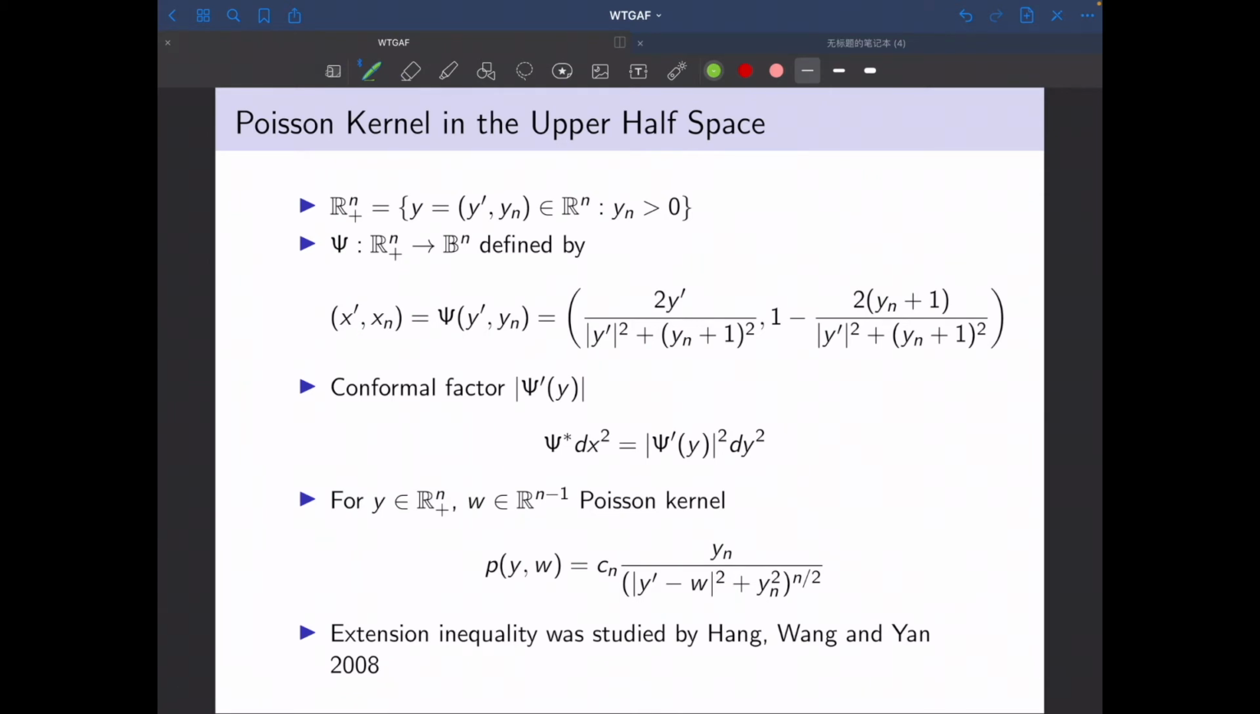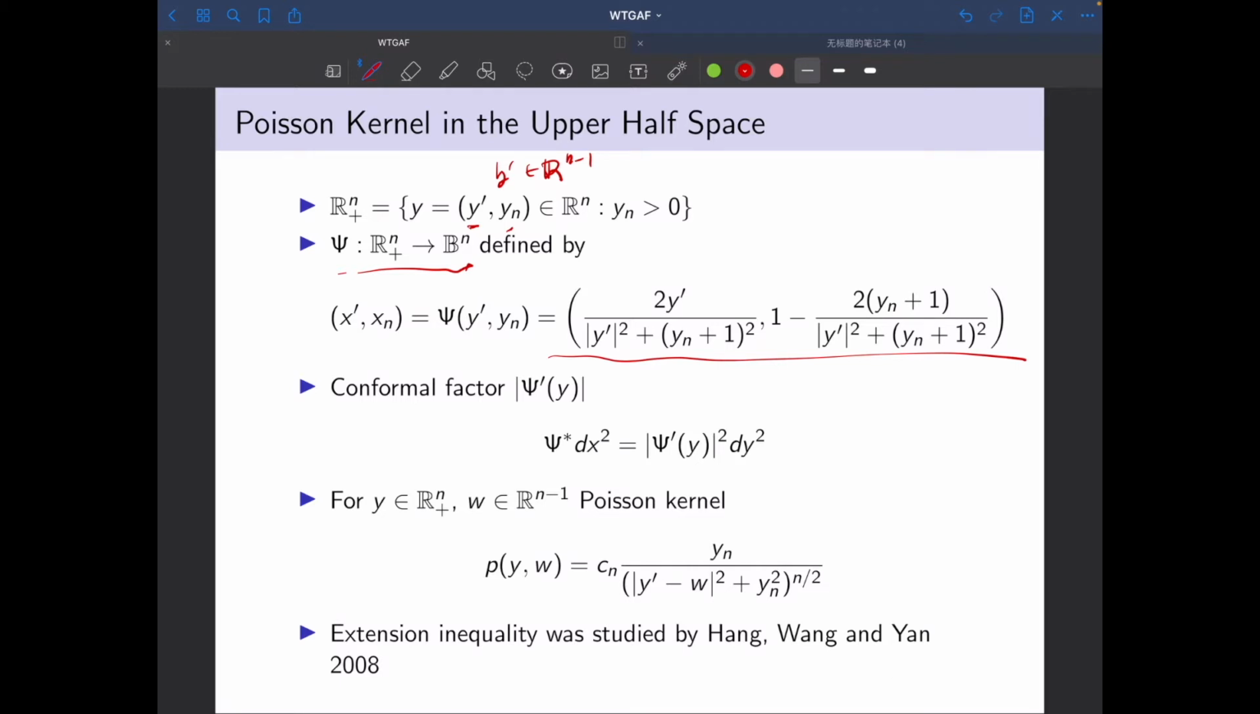There is also a result about the Poisson kernel in the upper half space. In particular, I'm using the notation y equals (y prime, yn) to denote the upper half space. Here y prime is an element in R^(n-1) and yn is supposed to be greater than 0. The Poisson kernel in the upper half space and in the unit ball are connected by this conformal transformation C. I included the explicit formula for C over here. C is a conformal transformation between the upper half space and the unit ball.